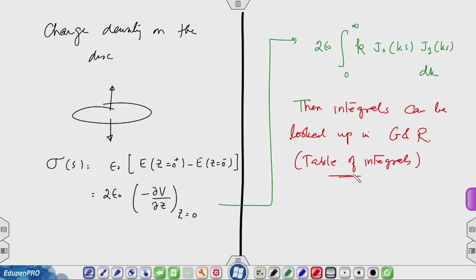And the formal solution is completed. So, we have seen how azimuthally symmetric systems can be dealt with in cylindrical coordinates.